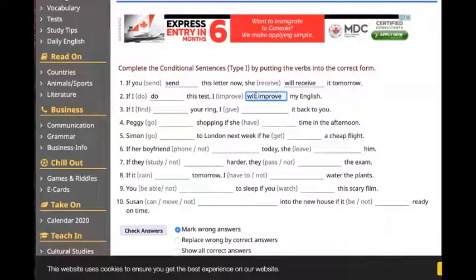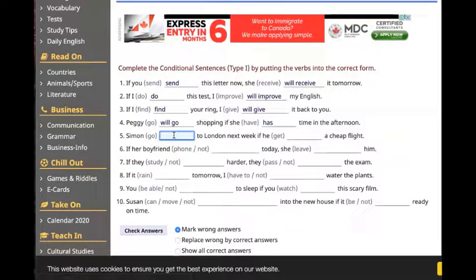Improve means do something better, okay? I will improve my English. 3. If I find, yes, because it's simple present, your ring, I will give it back to you. 4. Peggy, now we are not starting with if, so we need to start with will. Peggy will go shopping if she, if she what, guys? It's not have because we are talking about Peggy. If she has time in the afternoon.